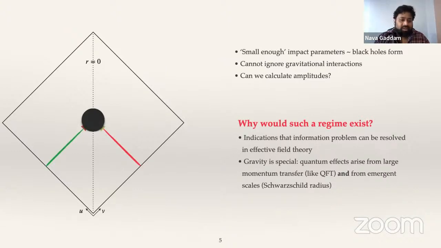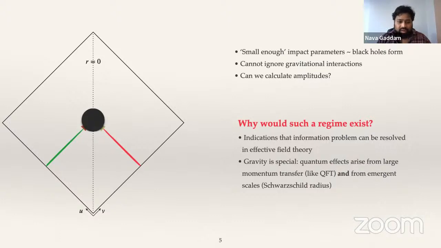One sort of defeatist argument is, you can say there are many indications that the information problem is resolved in effective field theory. It almost doesn't matter which picture you look at, which proposed resolution you look at, maybe the islands or the principle of holography of information. The overwhelming perception is that the information problem can be resolved in effective field theory.